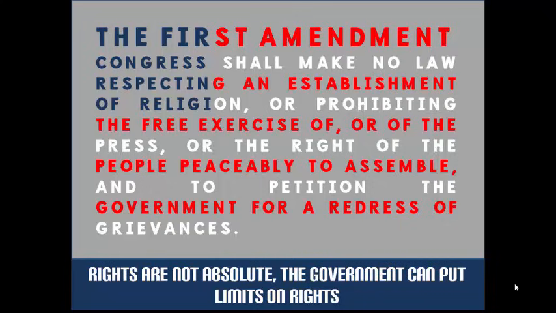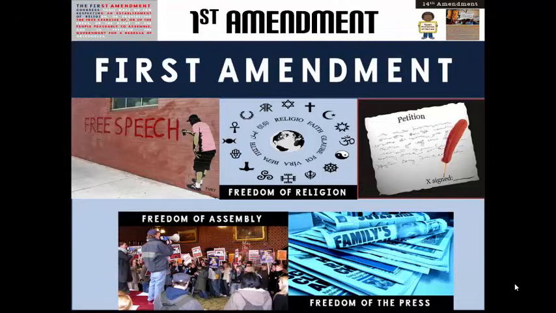But one thing to remember as we go through these rights is that they are not absolute. The government can put some limits on them, and you have to remember this for your test. The First Amendment is probably the most well-known amendment. These rights are pretty easy for students to grasp, so you really just need to remember them and to recognize examples of them in test questions.